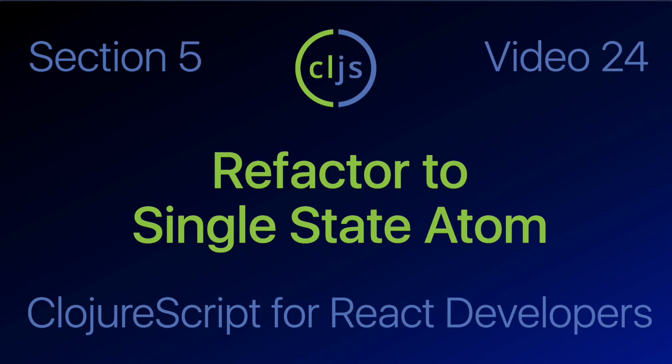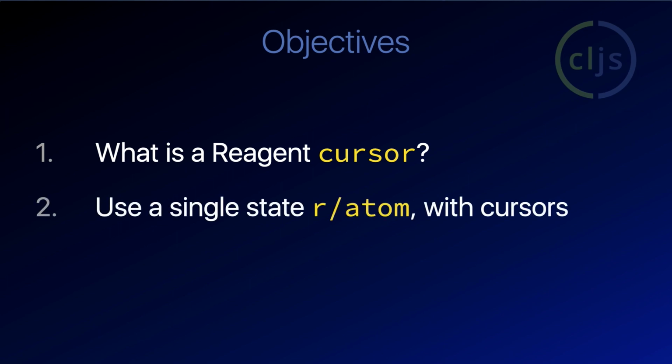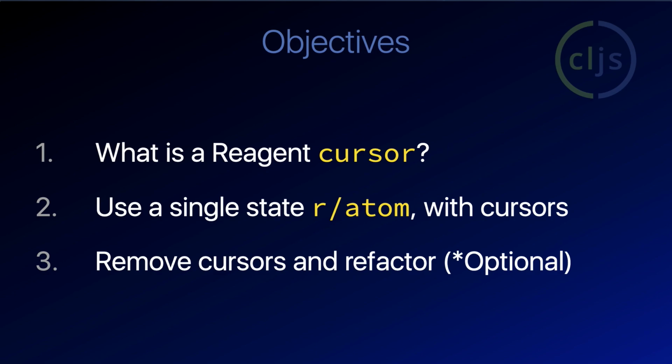Refactor to single-state atom. Our objectives are: we will explain what a reagent cursor is. We will refactor our code to use a single-state ratom and cursors. As an optional exercise, we will remove the cursors and refactor all our code to directly interact with our single-state ratom.